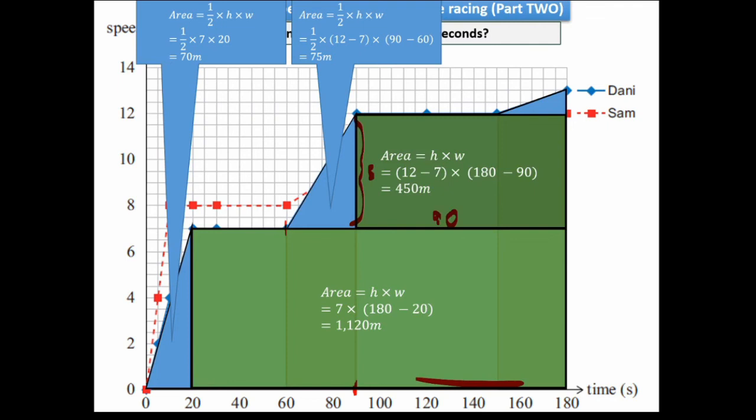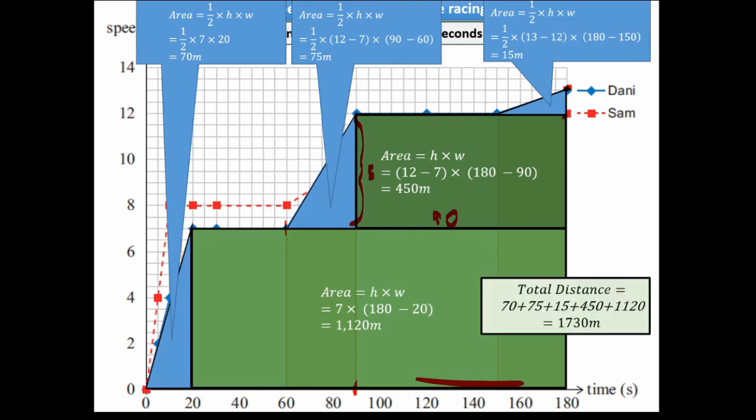And then lastly is the small triangle over here, and that small triangle has got a height of, goes from 12 and then it stops at 13. But its width is 180 minus, that looks like 150, so that's 30. So that seems like it's half times 1, which is a half, times 30, which gives us 15. And now we add them all together. So the total distance that Danny went was 1,730. And that's how you calculate the area under a graph.